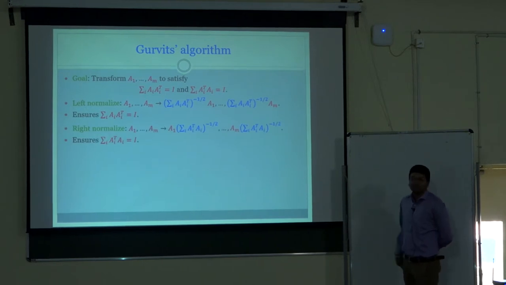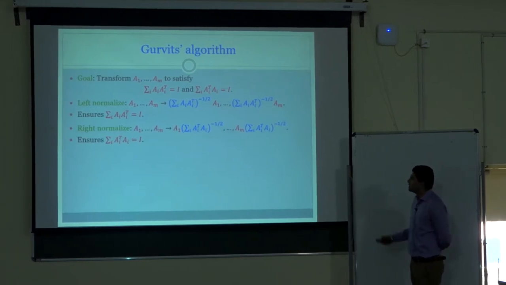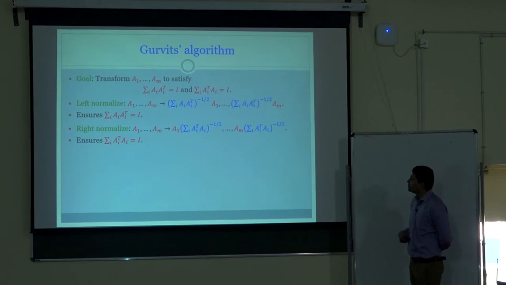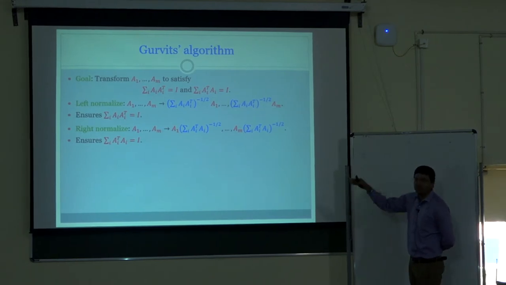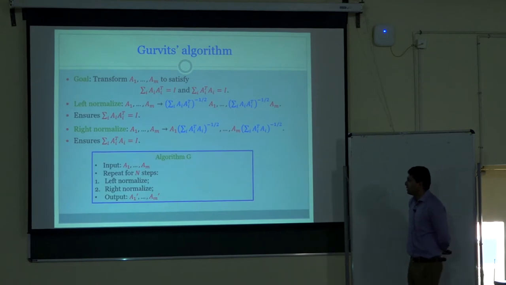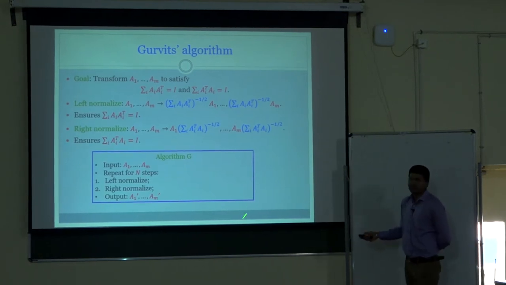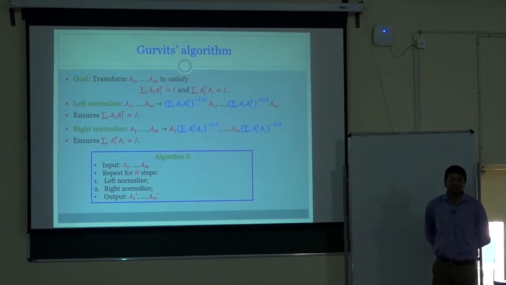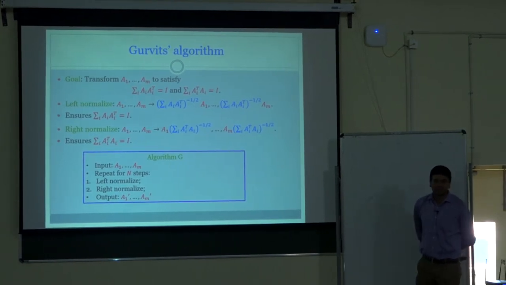And similarly, there is a corresponding right normalize operator, where you multiply on the right by the inverse square root of the other thing you want to be identity, and then the other condition is satisfied. This is similar to multiplying the columns by the inverse of the column sums. And then the algorithm is the same: you just keep doing this for some time. So again, a simple algorithm, easy to code. Okay.